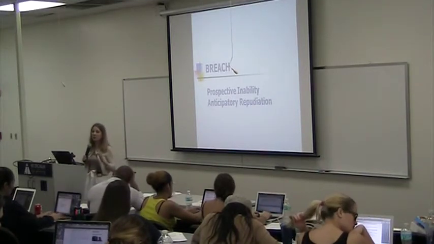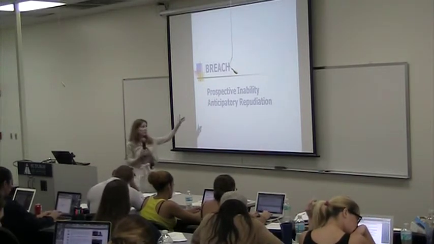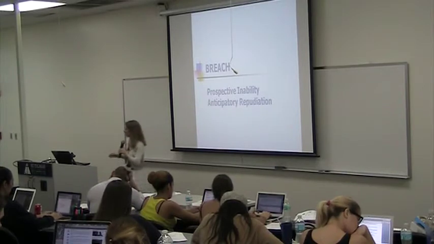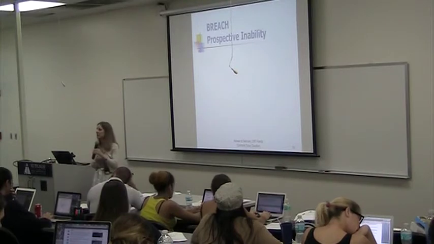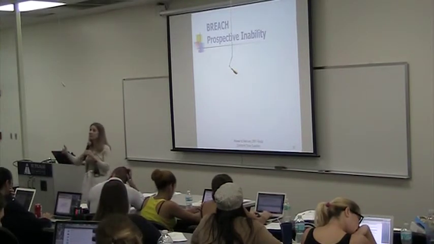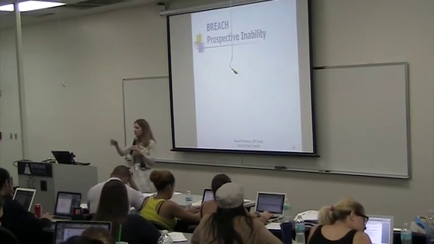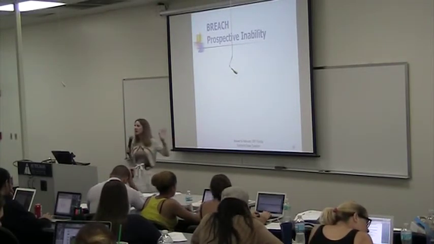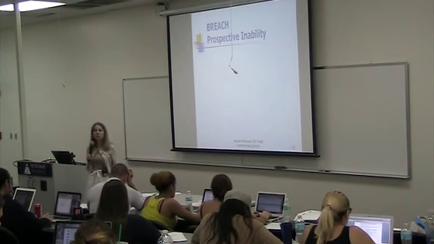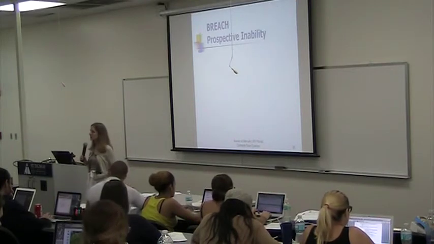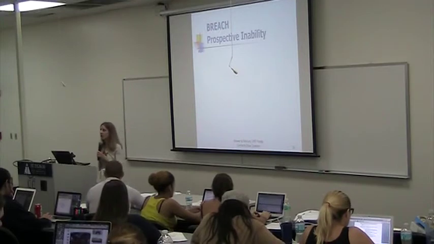But if you haven't performed yet, you have to make some serious decisions. So for both of these, prospective inability and anticipatory repudiation, the contract has to be executory. For prospective inability, it has to be executory at least as to the non-breaching party. They're very related, and it has to do really, from your perspective, with the need to request reasonable assurances. Now, in real life, it's always a good idea to ask for those assurances because if you don't and you guessed wrong, you're the breaching party.